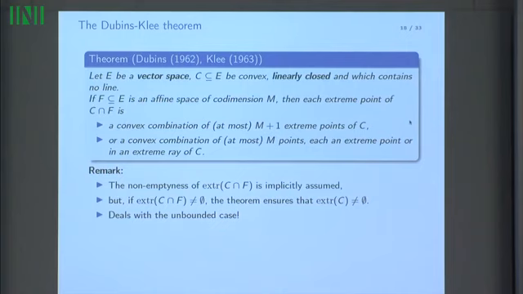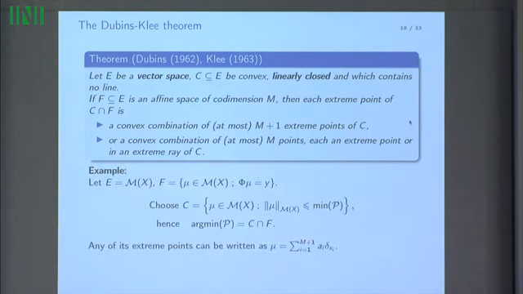Yeah, and just before getting to this, we should remark that we don't study the existence of the extreme points. It's implicitly assumed. You have to check it on your own. And if you have extreme points for the intersection, it means that you also have extreme points in your convex set C. What is nice is that it deals with the unbounded case. So we can really apply it to a particular problem.